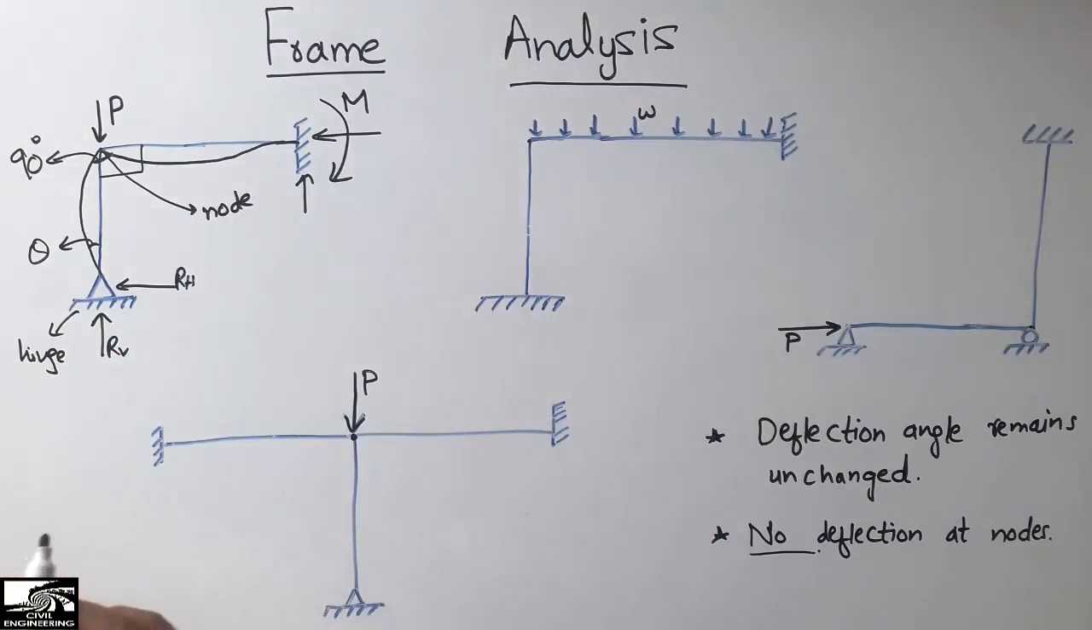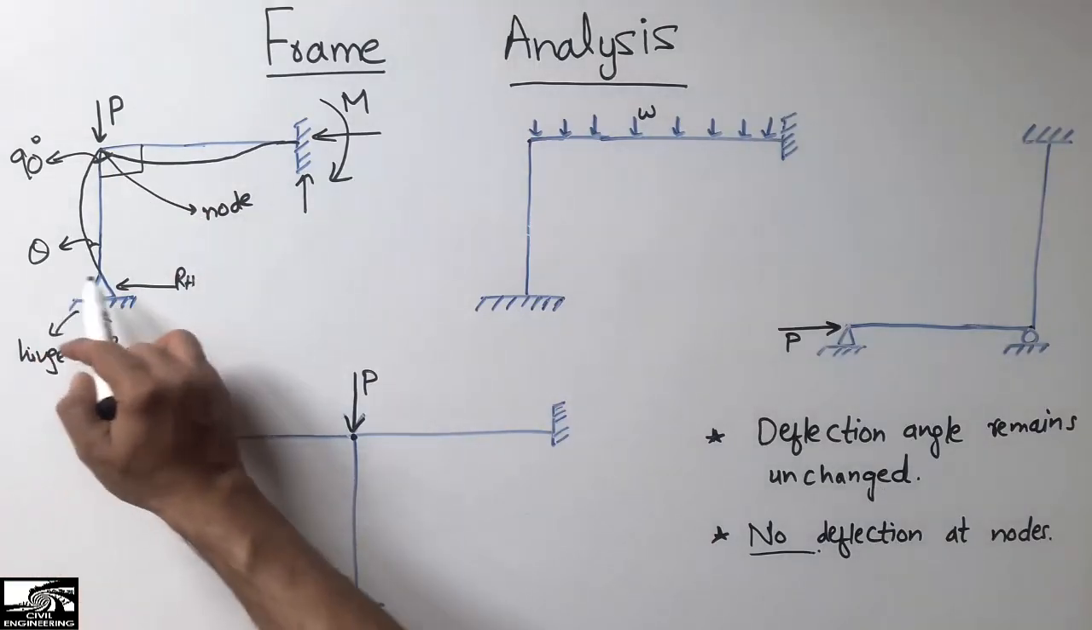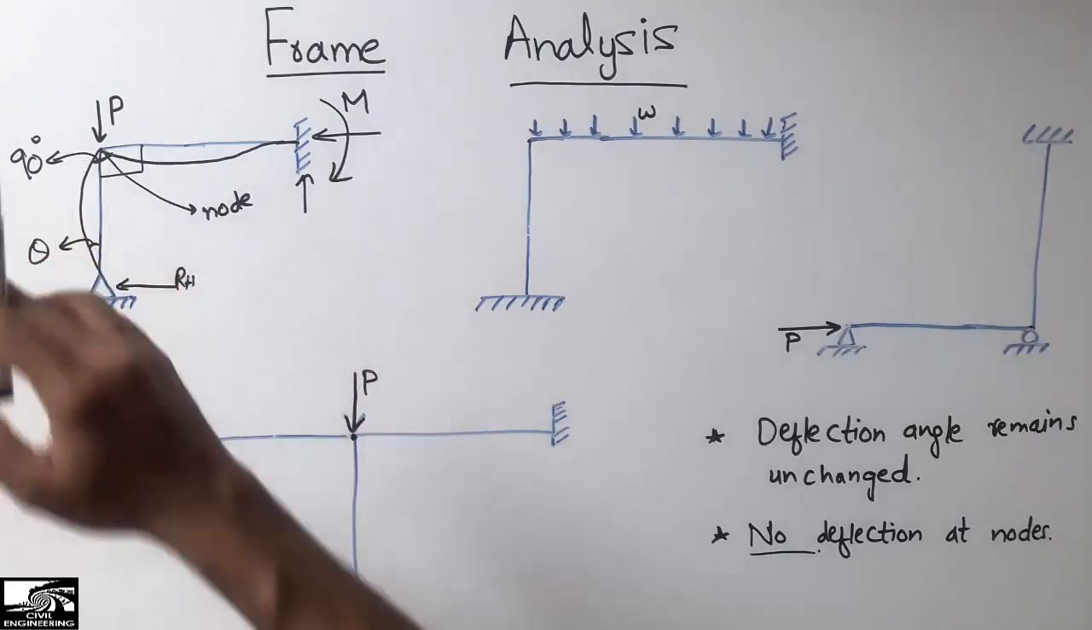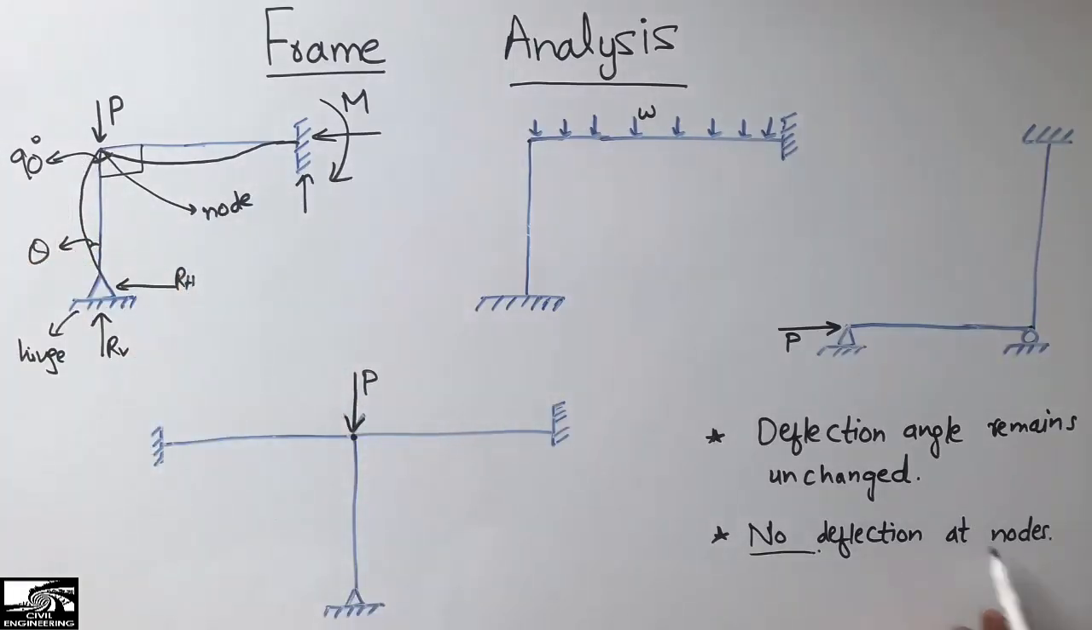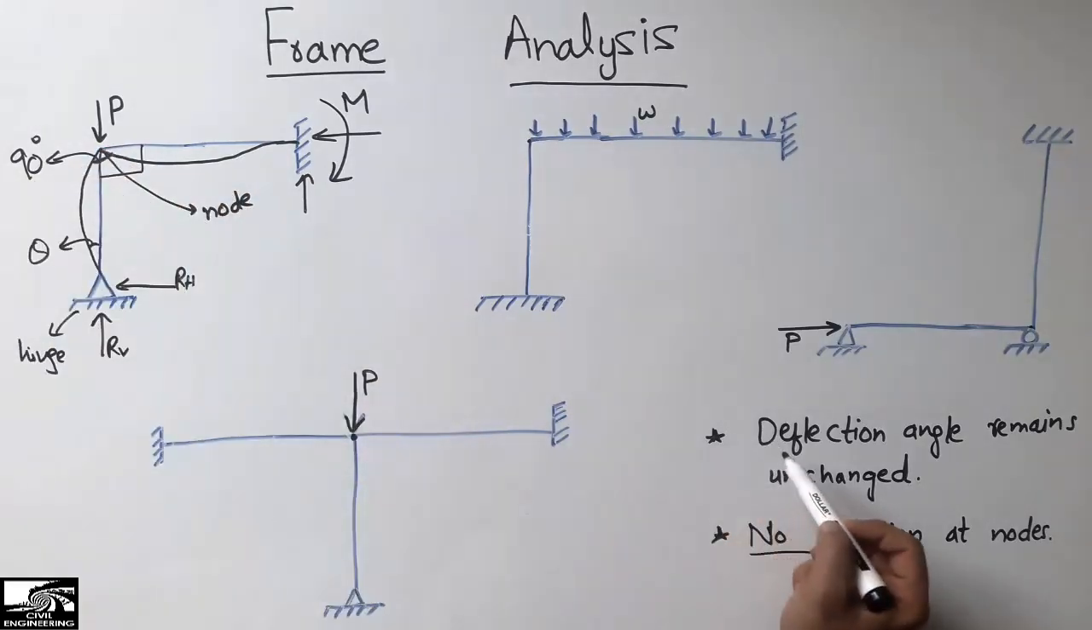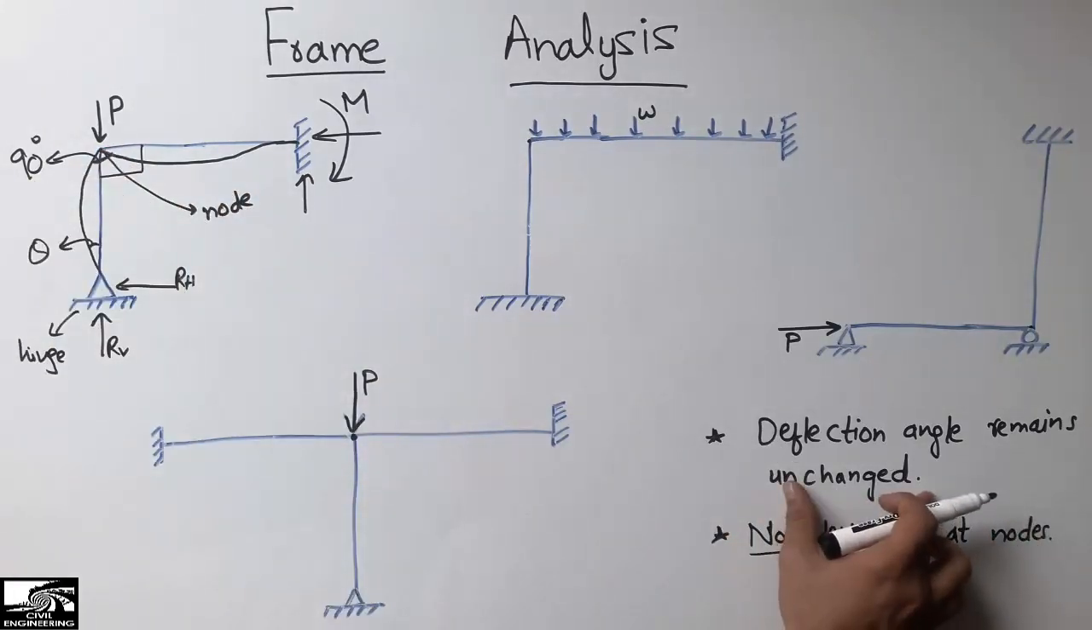You must keep in mind that first of all you should know the type of the support condition, and then the load where it is acting. Then there will be no deflection at the nodes, so the node will be the fixed point, and the other one is the deflection angle should be constant.